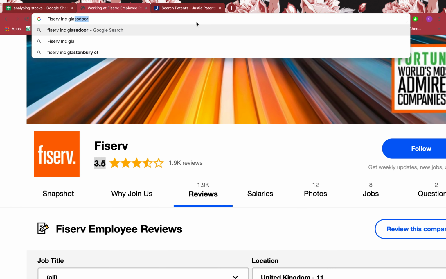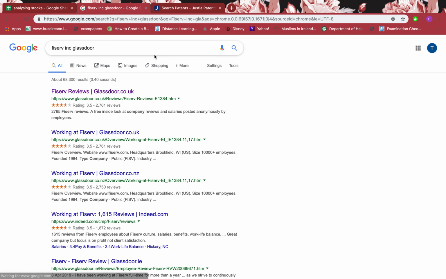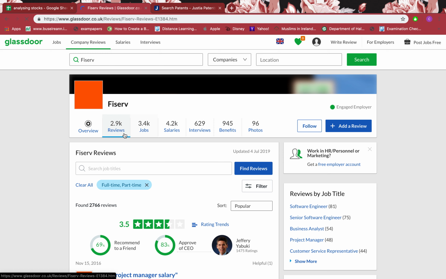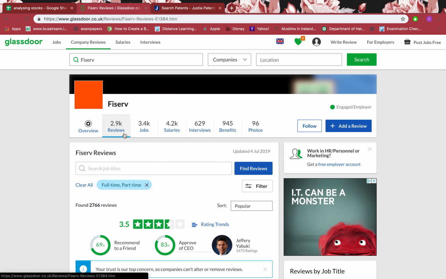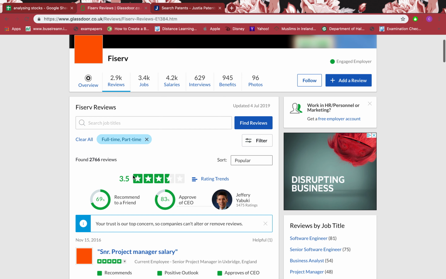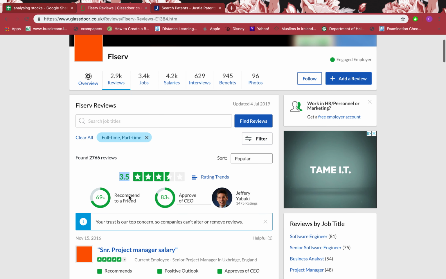And lastly, I think Glassdoor is really good for reviews as well. So I'll just click on Glassdoor, and I can see that they have nearly 2900 reviews, which is nearly 3,000 reviews, which is quite a lot of reviews to judge a firm, and it's 3.5 stars average, which is brilliant from 3,000 employees. That's brilliant.